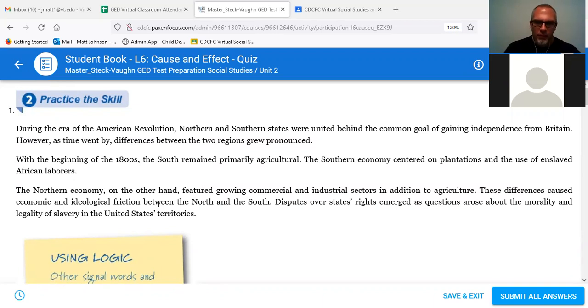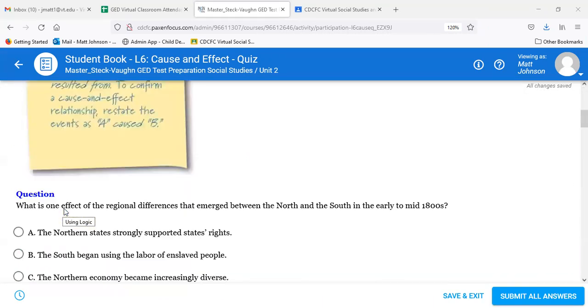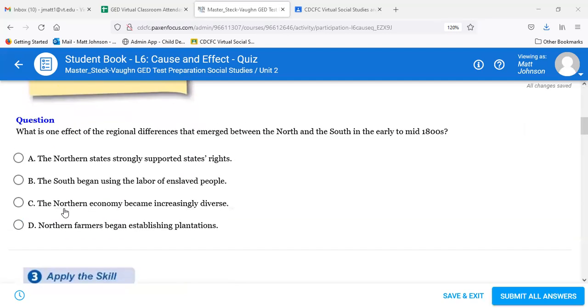These differences caused economic and ideological friction between the North and the South. Disputes over states' rights emerged as questions arose about the morality and legality of slavery in the United States territories. And the question reads, what is one effect of the regional differences that emerged between the North and the South in the early to mid 1800s?